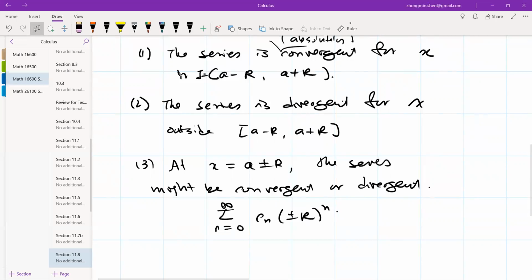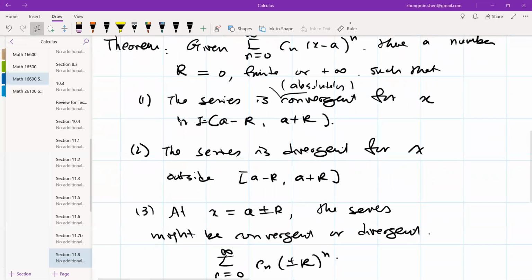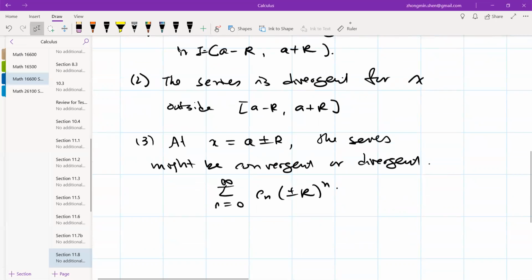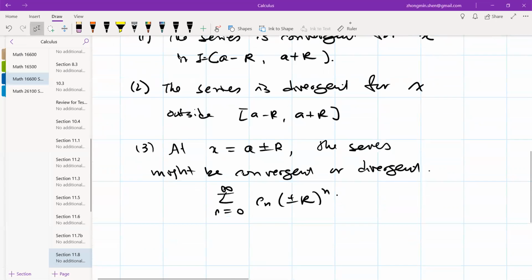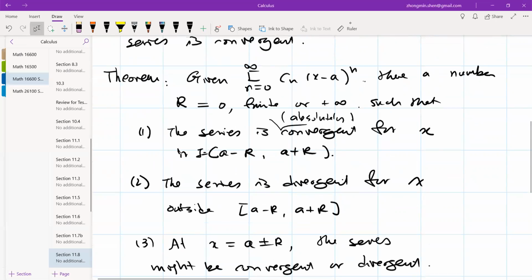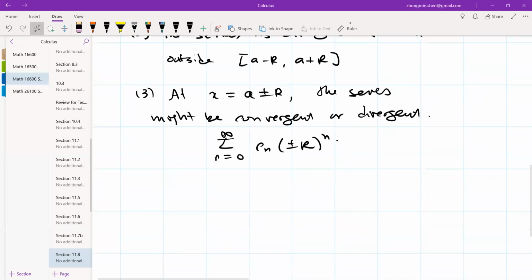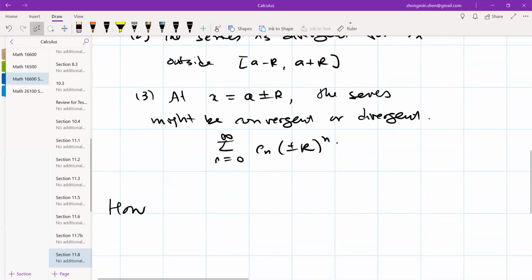Now, how to find such R? We use the ratio test or root test in general, because it involves the nth power of (x minus a). So the question is how to find R. This is called the radius of convergence.